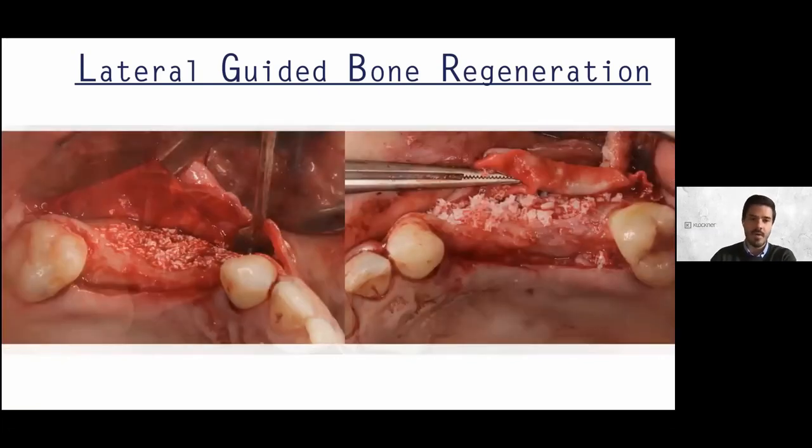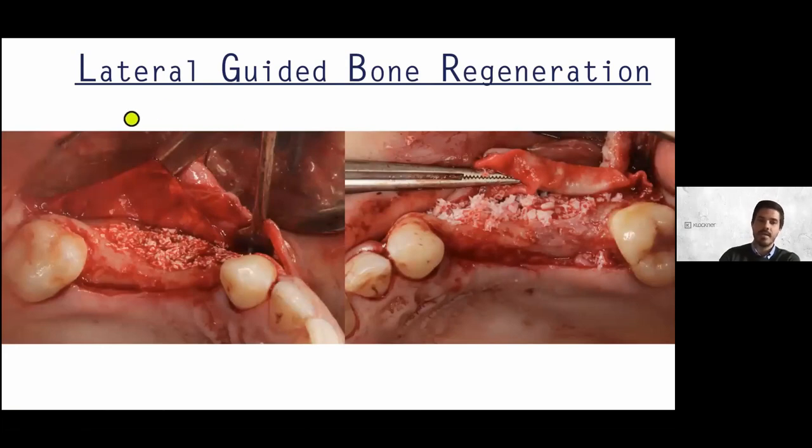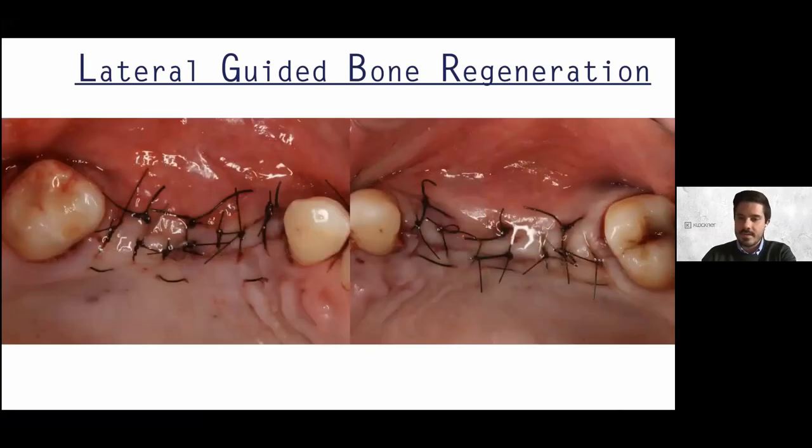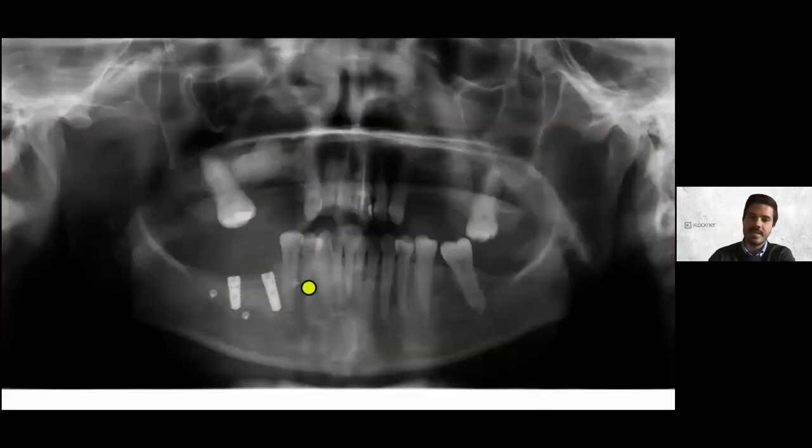Then we place our membrane. Remember, this one is the pericardial membrane, and this one is a natural collagen membrane. Okay? This is how we stretch the membrane without pins, without stabilization of the membranes, only with the membrane and the xenograft, okay? And this is how it ends after the surgery. Now, 9 months later, we have this result at the posterior side, in the right side and in the left side. Remember, this part is the pericardial membrane and this part is a natural collagen membrane.